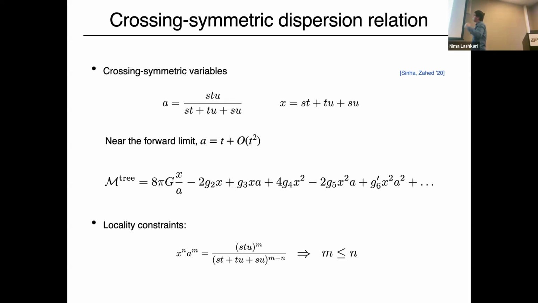And there is an important constraint that I'll call the locality constraint. If you consider a term like this, x to some power n times a to some power m, and you write it back in terms of Mandelstam, you get something like this. But if this term is from a contact term, you wouldn't have anything in its denominator. That means m has to be less than or equal to n. So the power of a cannot be greater than the power of x for any contact terms. And that is indeed true in this equation. You can just check that in all the terms the power of a is not greater than the power of x.